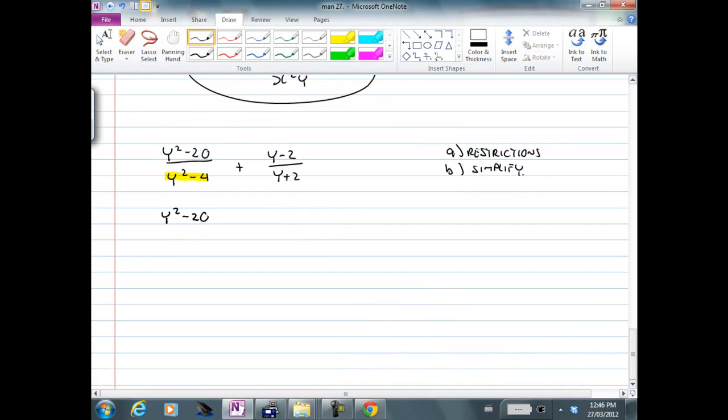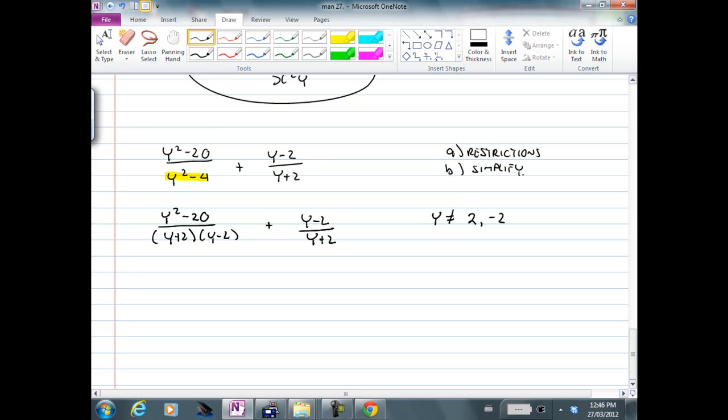Y squared minus 4. Krista, what goes into factoring? Y plus 2, y minus 2. See, nothing too bad. I keep it simple. Plus y minus 2 over y plus 2. I'm going to do my restrictions right off the bat. Y cannot equal 2 and negative 2.